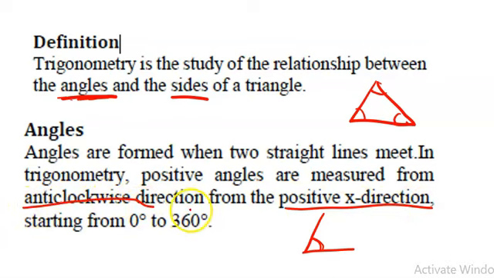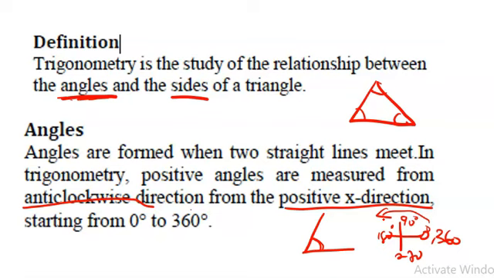anti-clockwise direction, right? If you have a cross like this, and you start from here, that's the positive x-axis, 0. So you go anti-clockwise, meaning moving to the left, this way. At this point is 90, here is 180, 270, and then you come back to 360. Take note, positive angles are measured in the anti-clockwise direction.